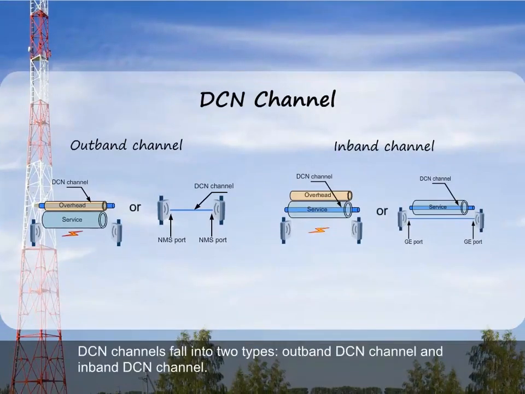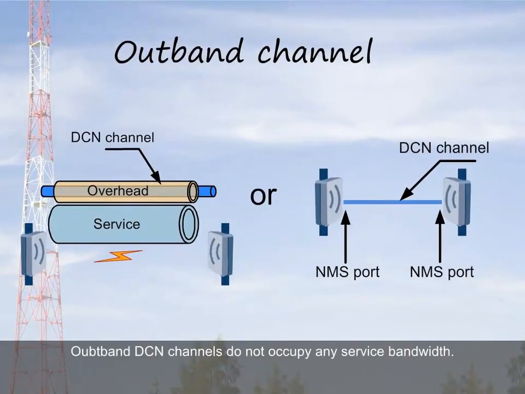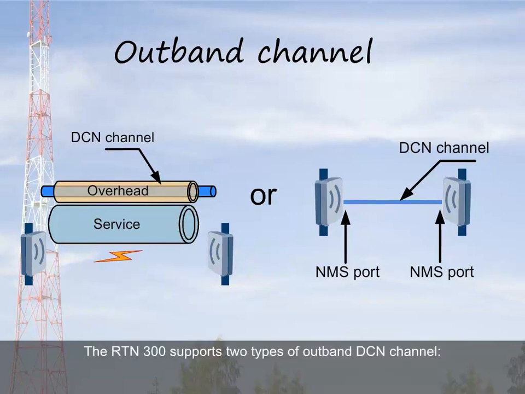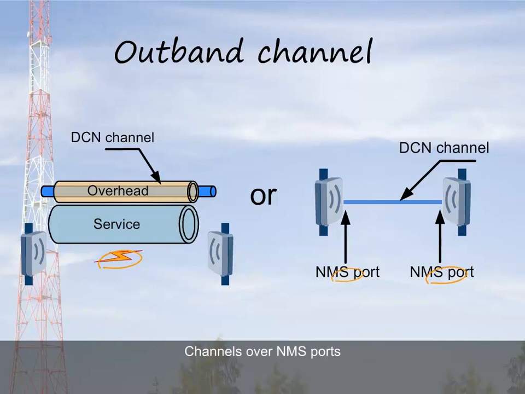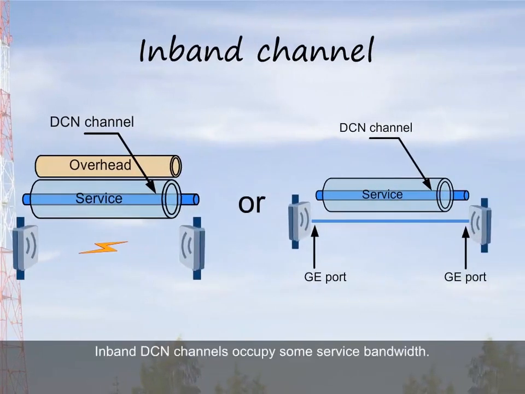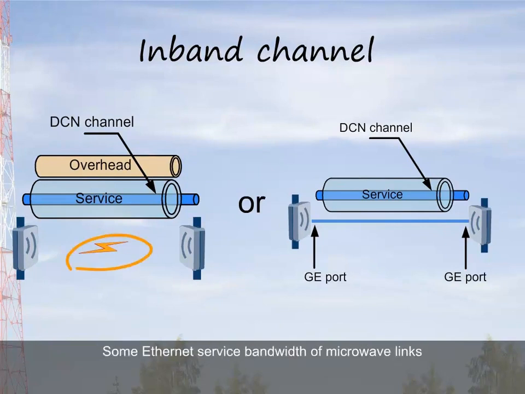DCN channel. DCN channels fall into two types: outband DCN channel and in-band DCN channel. Outband DCN channels do not occupy any service bandwidth. The RTN 300 supports two types of outband DCN channel: D1 to D3 bytes in microwave frames, channels over NMS ports. In-band DCN channels occupy some service bandwidth. The RTN 300 supports two types of in-band DCN channel: some Ethernet service bandwidth of microwave links, some Ethernet service bandwidth of Ethernet links.